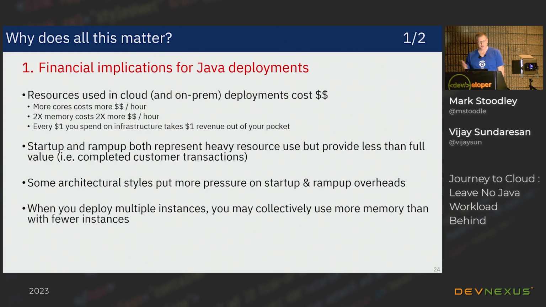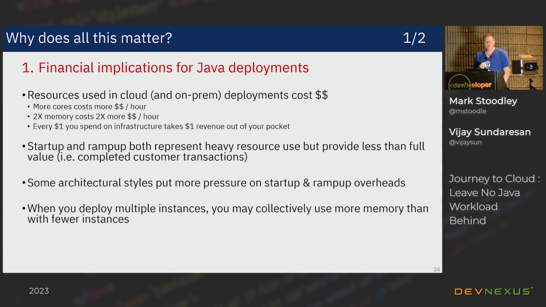for each instance. And I know this is very obvious to everyone, but I just point it out because it's relevant here. Every dollar that you spend on infrastructure takes $1 of revenue out of your pocket, right? You invested all that effort to get that $1 of revenue, it's gone because you had to pay for extra infrastructure. So you don't want these extra costs.